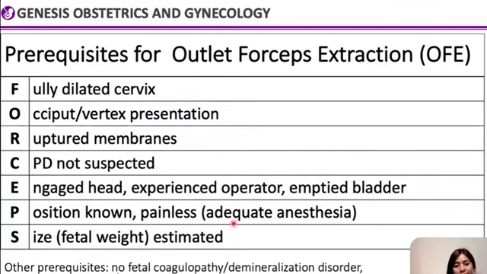So typically yung mga in-OFE namin, either naka-saddle block yan or naka-epidural anesthesia or at the very least pudendal block. Okay? S stands for size estimated, or fetal weight is estimated. So these are the other prerequisites na I'll leave that up to you. Ito kasi mga hindi masyadong common, di ba? Yung mga fetal coagulopathy, demineralization disease. So these are the other prerequisites, but the most common prerequisites na sinecheck namin before we perform OFE are these forceps. Okay? Madaling maalala si forceps.